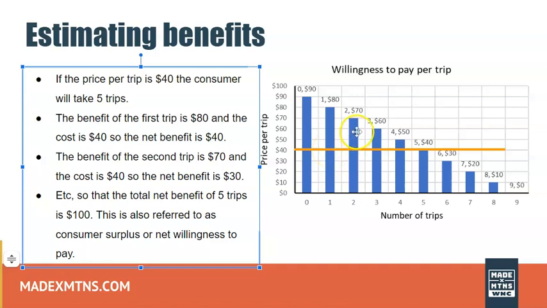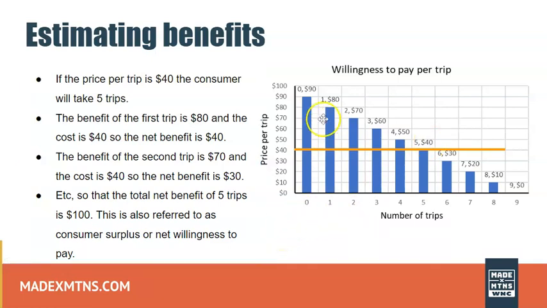So for the second trip, willingness to pay is 70, third trip, willingness to pay is 60, fourth trip, willingness to pay is 50. So the consumer will take all of those trips because willingness to pay is greater than the price or the cost. And then on the fifth trip, willingness to pay is 40, so you're just indifferent between taking the trip or not.